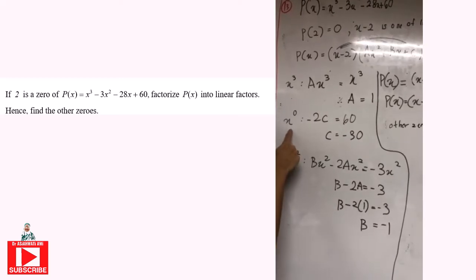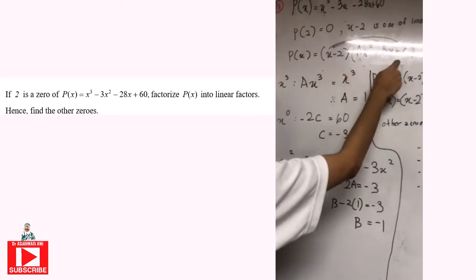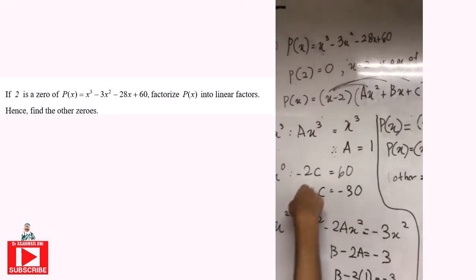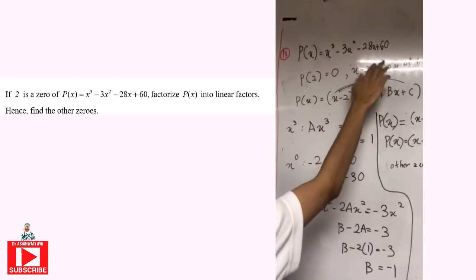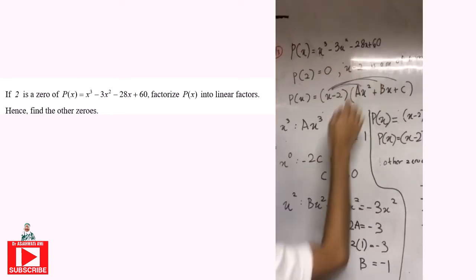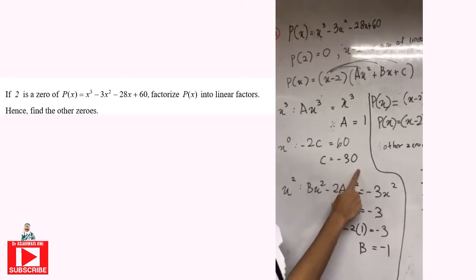So for the x power of 0, when we expand this, we will get negative 2c. So from the equation, x power of 0 is 16. And then we compare, we will get c equals to negative 30.